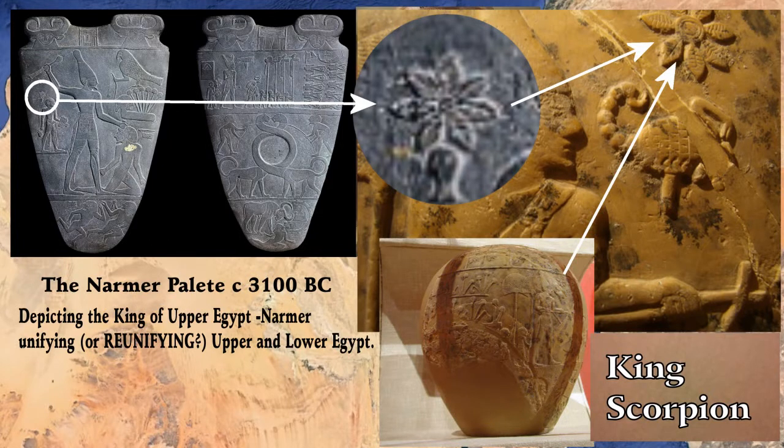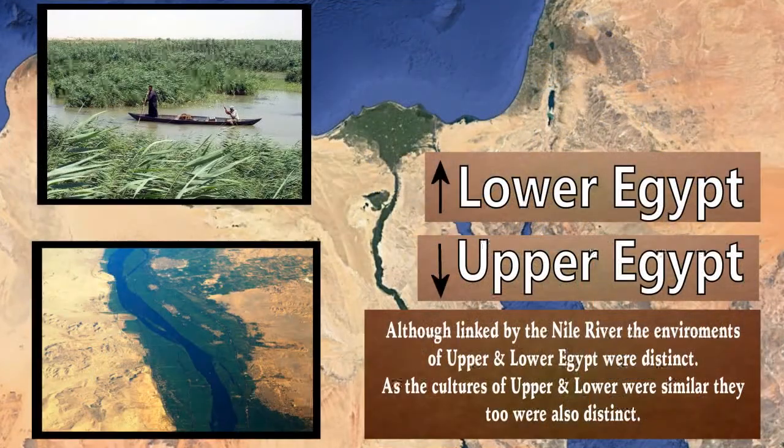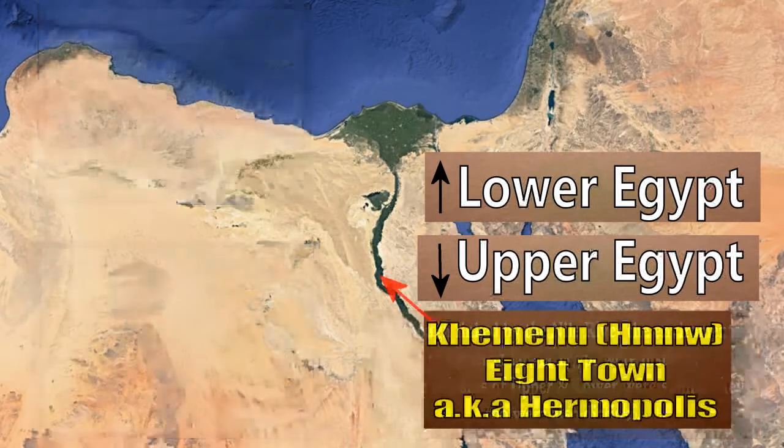This is rather controversial, contentious, because there is a tendency to make King Narmer or King Menes the first of the kings to fit in with a certain historical chronology. However, Upper and Lower Egypt, although linked by the Nile River, the environments of these two regions are rather distinct, as are the cultures of Upper and Lower Egypt. Although similar, they are quite distinct.